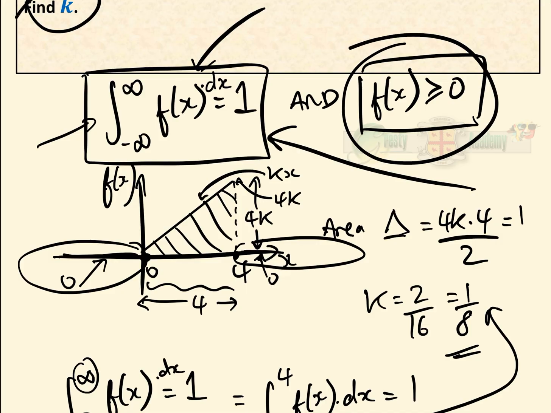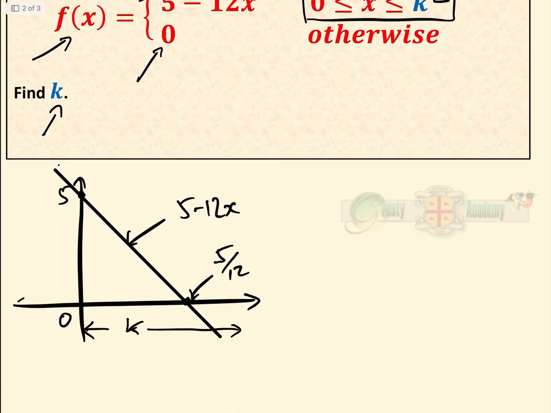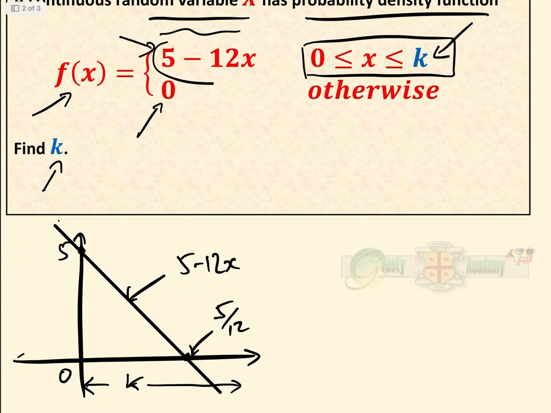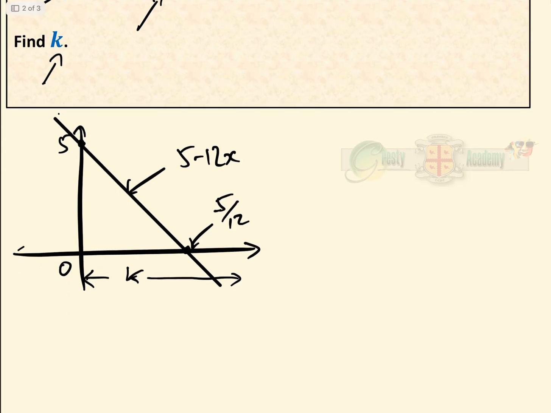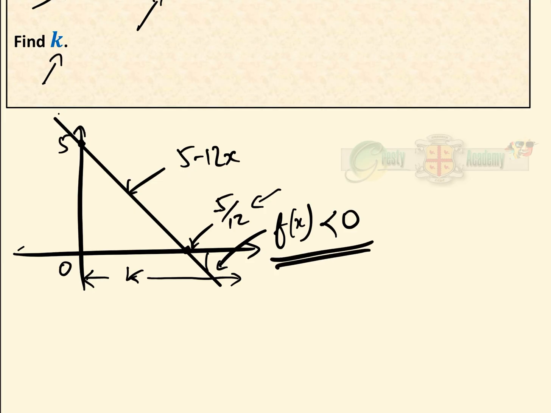A probability density function must always be greater than or equal to 0. And this is what they're testing in this second question: the function here does go below 0. So clearly k cannot have a value greater than 5/12, because if k is greater than 5/12, then f of x is going to be less than 0, and it can't be. A probability density function cannot have a value less than 0. So we know that k must be less than, sorry, less than or equal to 5/12 before we even start.